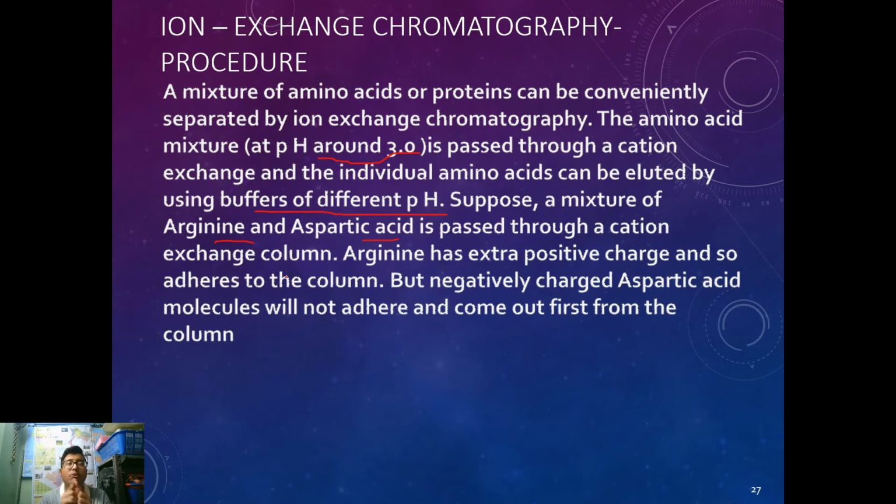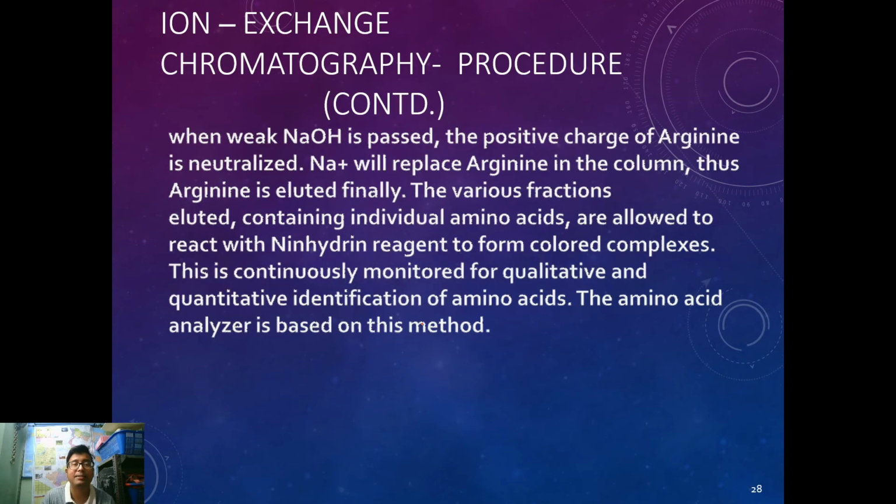Now you can work out which one is positively charged and which one is negatively charged. It's easy. Basic amino acids have extra positive charge, so arginine has extra positive charge and adheres to the column. It will strongly bind to the cation exchanger. But negatively charged aspartic acid molecules will not adhere and will come out first from the column. Simply imagine a column in which cation exchange resins are applied. If we give a mixture, the one with strong affinity will adhere to the column, and the one with no affinity will come out first, and then we need to give elution buffer.